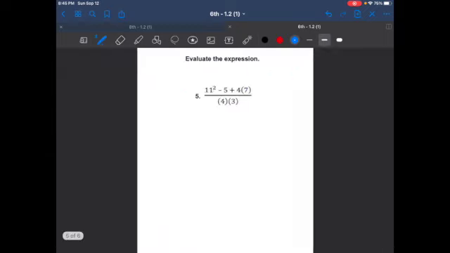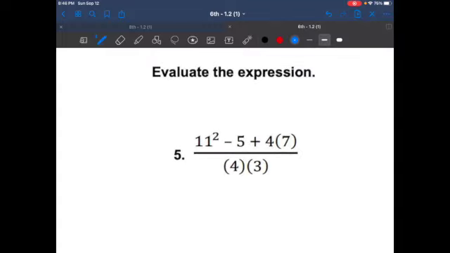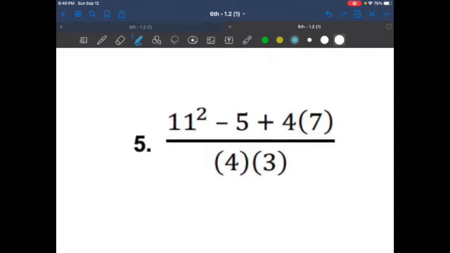Alright, let's try another one. Again, don't get scared about this one. All you got to do is follow the rules. That's it. So we got to simplify some stuff first. So I'm looking at this problem. Let's just read it out together first. So we have, let's do PEMDAS. Write this out just so you can solve some of these problems.